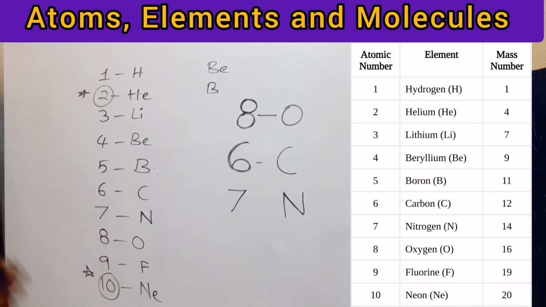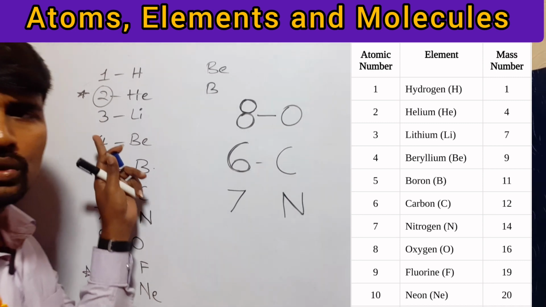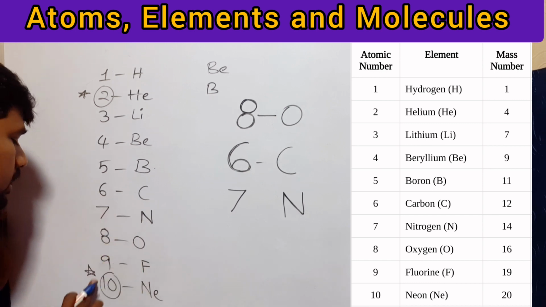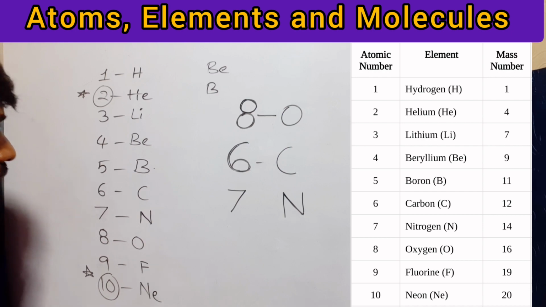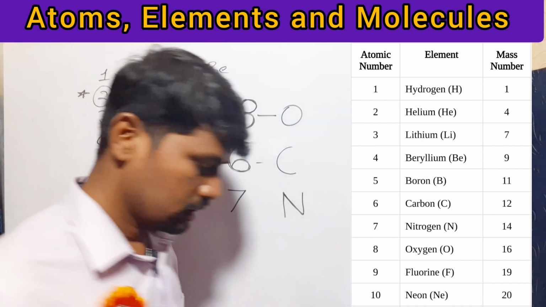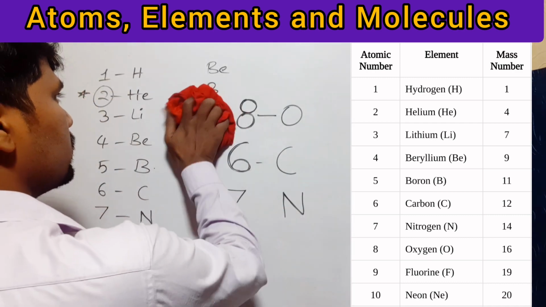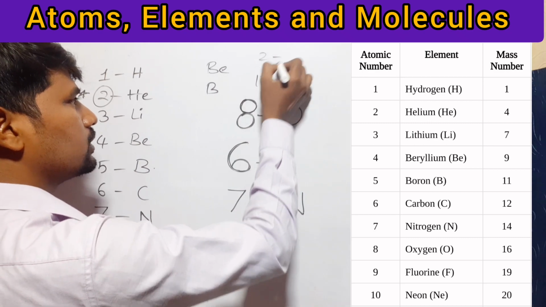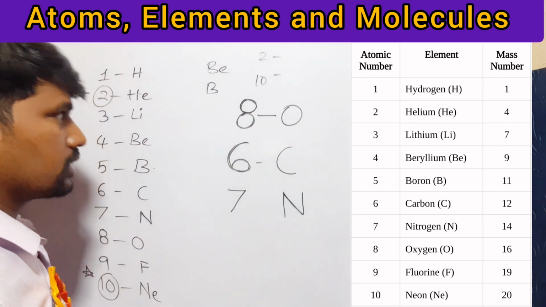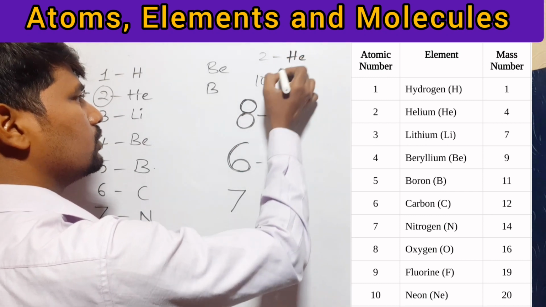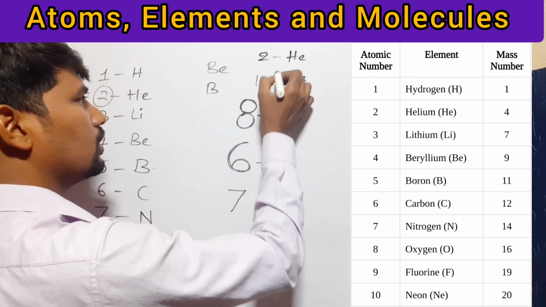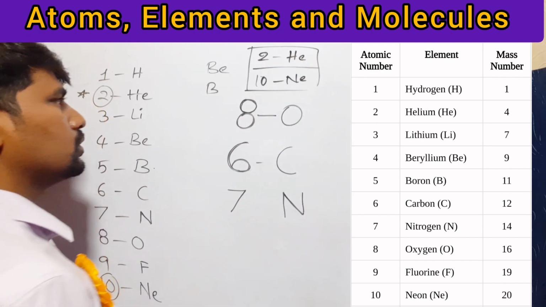Okay, neon. 1 hydrogen, 2 helium, 3 lithium, 4 beryllium, 5 boron, 6 carbon, 7 nitrogen, 8 oxygen, 9 fluorine, 10 neon. Okay, so have you understood how to remember? Tell me. Here, the second element and the 10th element are the noble gases. The second element is helium and the 10th element is neon. These two are the noble gases. You can remember these two.